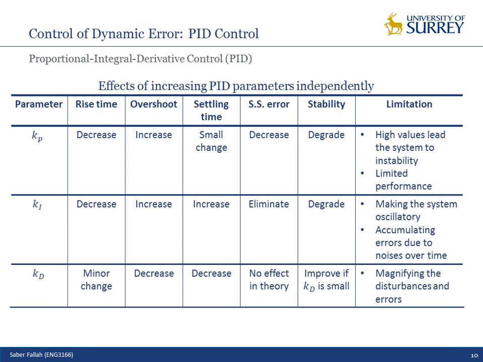It is very general. It's not correct for all cases, but in general, this is the performance. With Ki, rise time decreases, which is what we want. Overshoot will increase, which we don't want. Settling time increases, which we don't want. Steady state error will be eliminated. Perfect. And stability will decrease.